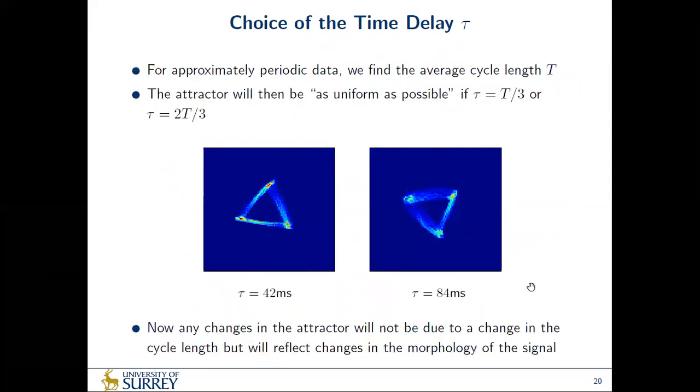Of course, no physiological data is periodic. So for approximately periodic data, we find the average cycle length, and we say the attractor will then be as uniform as possible if we choose tau to be 1/3 or 2/3 of the period. And so these are these two cases here. We can see the approximate symmetry in both cases. And now if we fix that, then any changes in the attractor will not be due to a change in cycle length, but will reflect changes in the morphology of the signal.